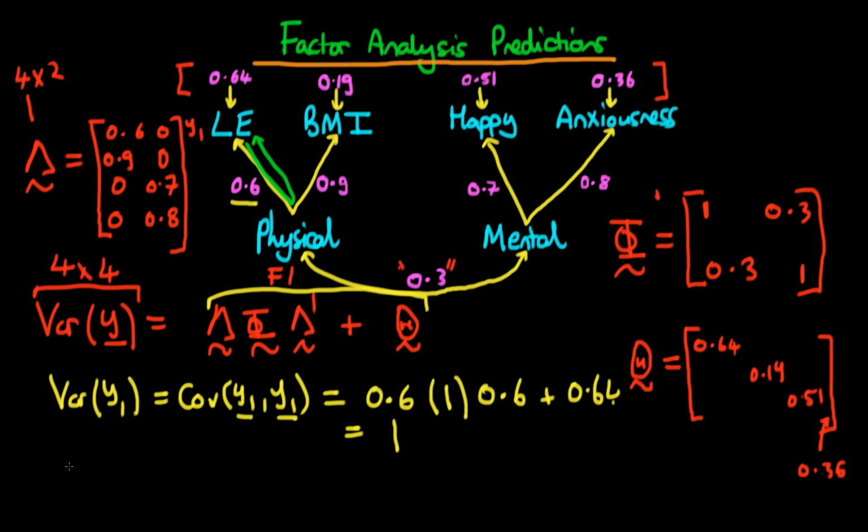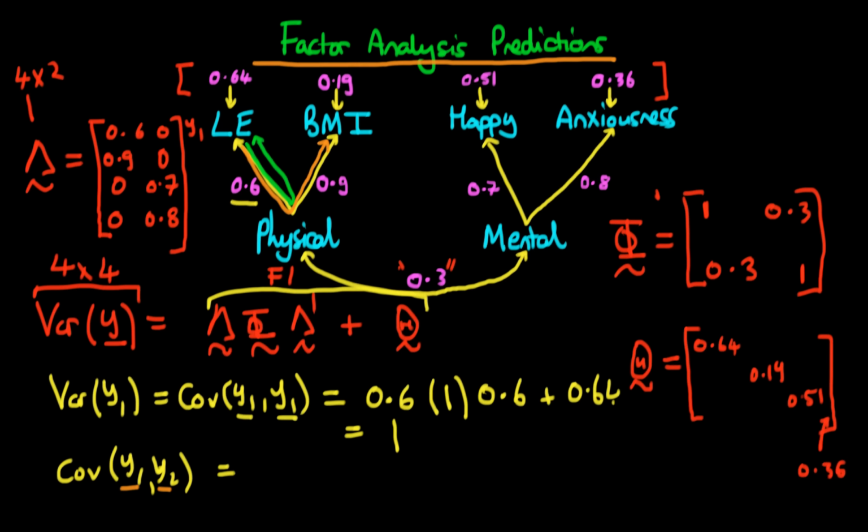How about if I wanted to work out the covariance of y1 with y2? So to do that, we just follow our exact same technique which we used before. We're going to do a kind of walk which starts where we want to start, which is at y1, and then ends at y2. So what we do is we walk down starting at life expectancy until we hit the factor, which in this case is physical health, and then we know that we need to walk up to BMI.